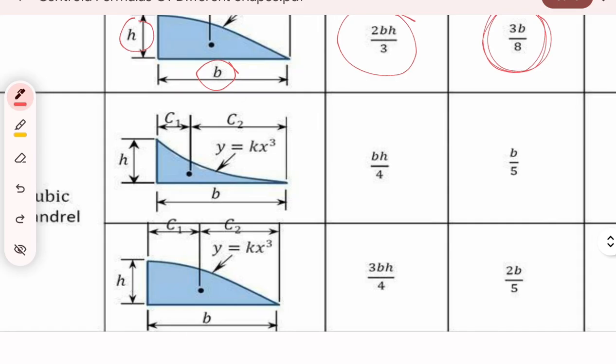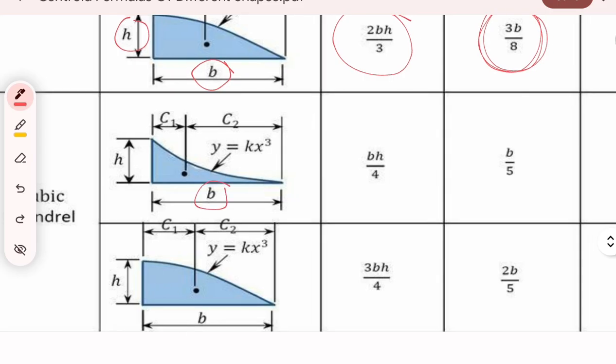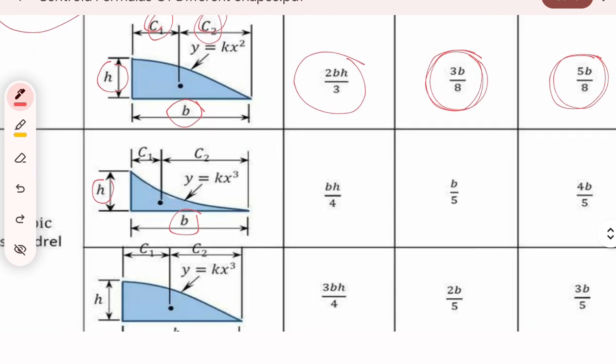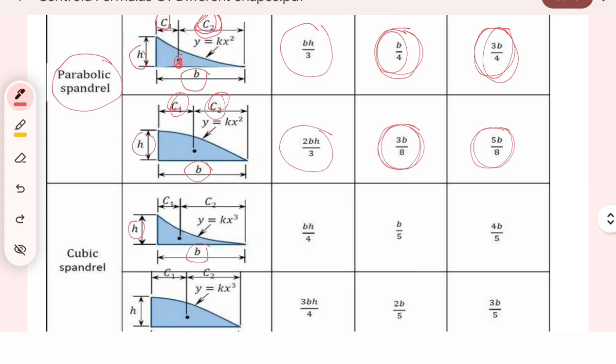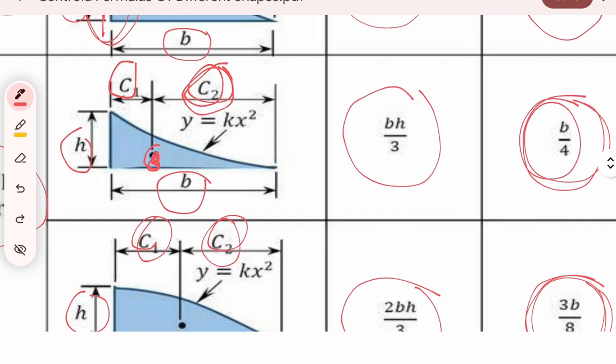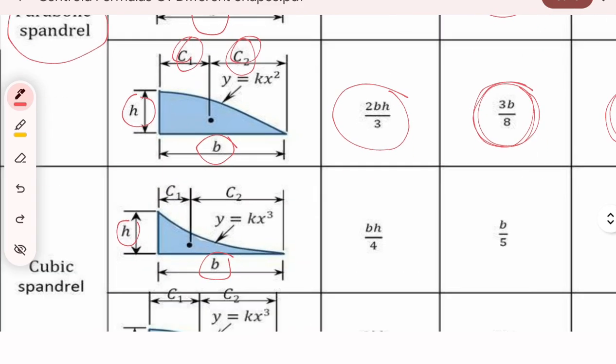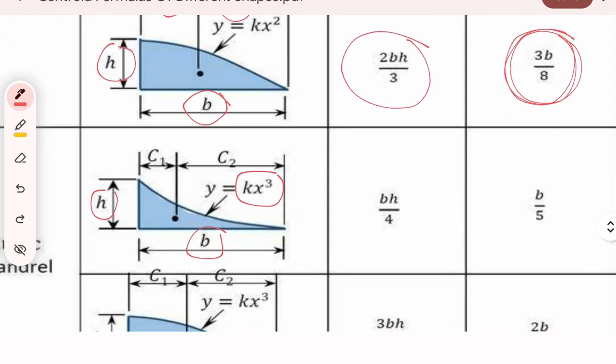So here's an example of a cubic spandrel. We have a base here and the height. All right, so it's different from the previous one. So it's a cubic spandrel. For the first one, remember, the equation of the curve there is kx squared. Now this one is kx cubed. That is why it is a cubic spandrel, because the curve there is actually raised to the power of 3. So if the curve has a cubic equation, such as kx cubed, then you use the cubic spandrel.